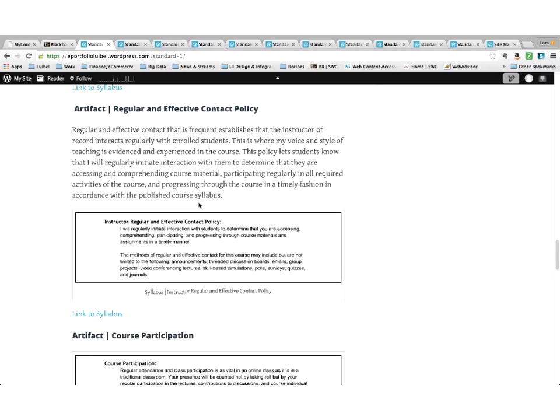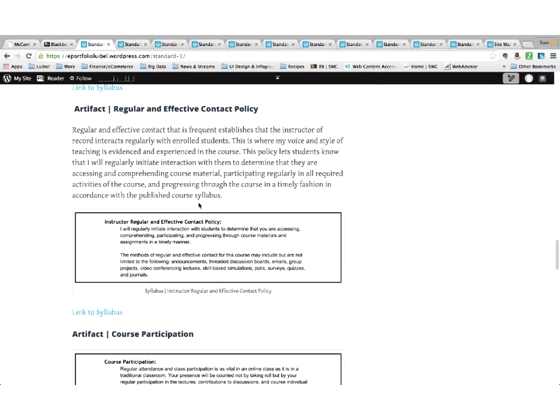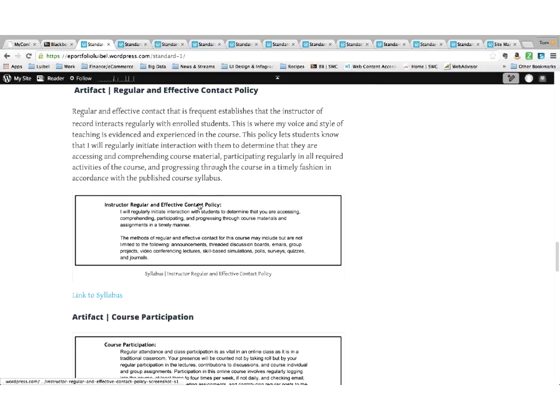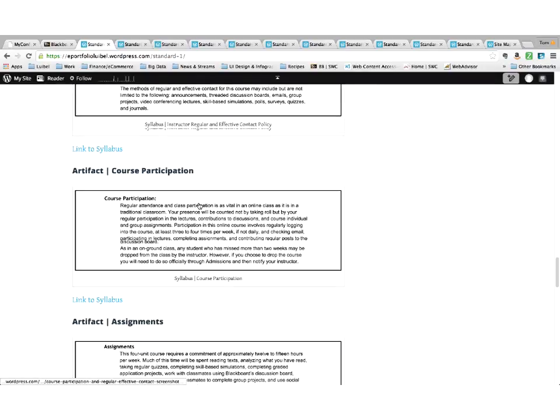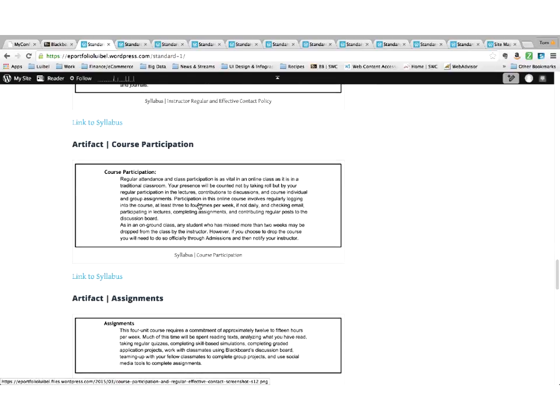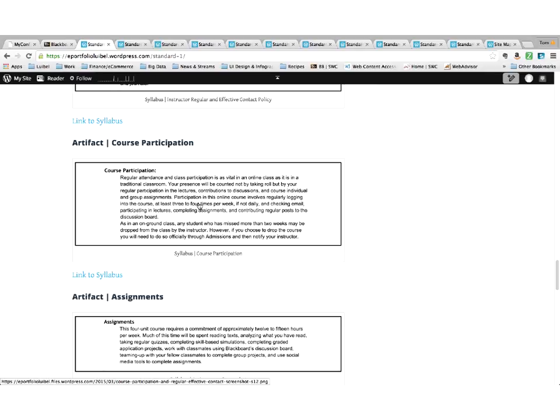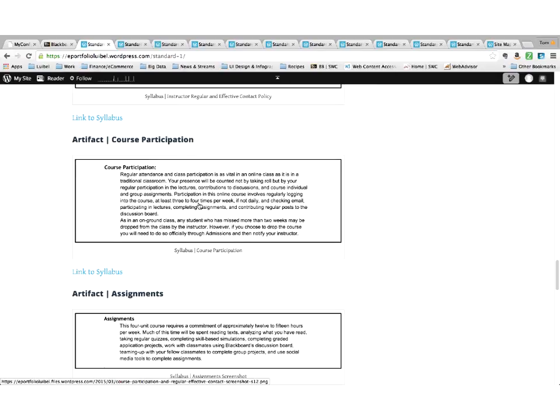So I have the regular effective contact policy, and the goal here is to be the equivalent of a face-to-face course. But I also talk to them about course participation, how it's vital in an online course, and how their presence will be counted. What does participation mean? It does not mean that you simply log in. What it means is that you participate actively, consistently in the lectures, the discussions, the individual and group assignments, and you need to log in regularly.